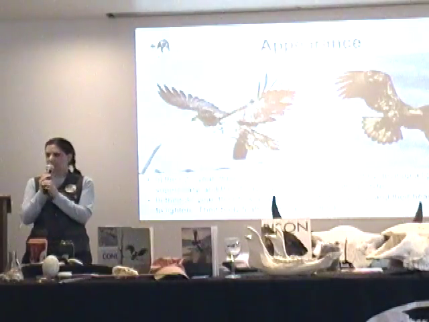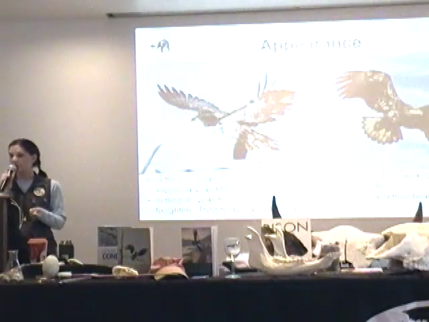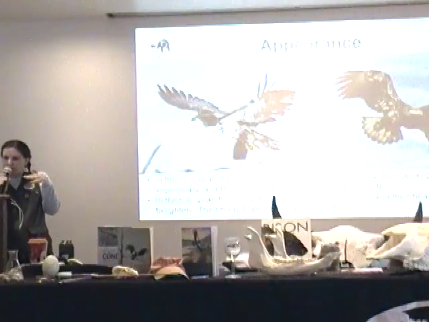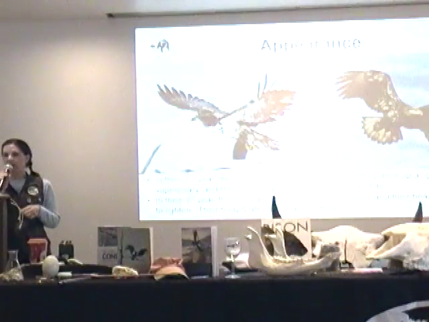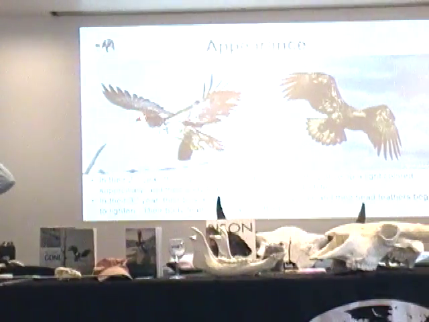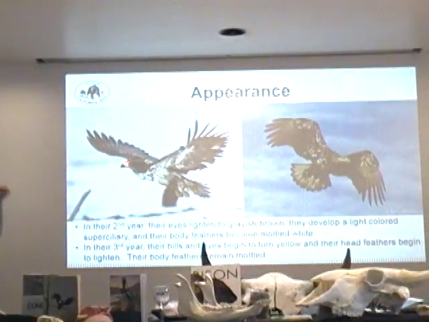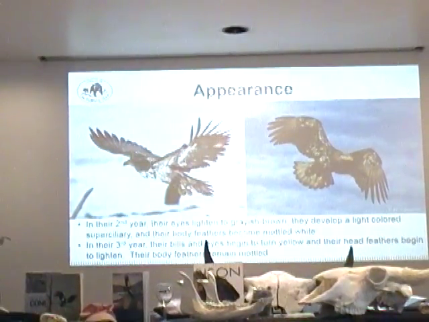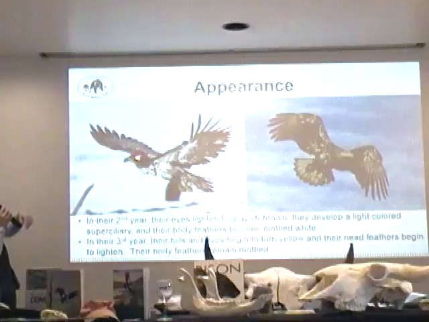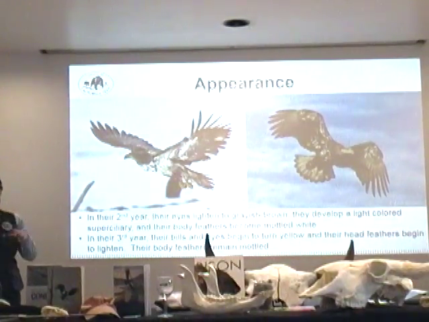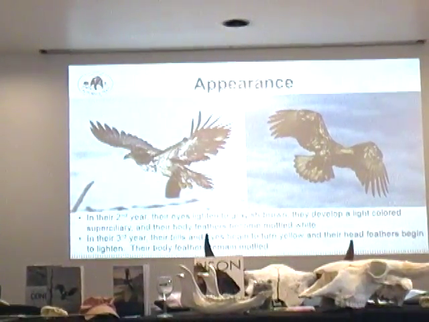So second year, their eyes are the first things that will start to lighten. So they lighten to kind of a grayish brown, not yellow yet. Their superciliary, that's the area above your eyebrow, fun bird terminology, starts to become light colored. So you can see on our bird on the right here, it's a little bit lighter above his eye. I'm going to clear around the screen, you'll be able to see it when you make the slideshow.